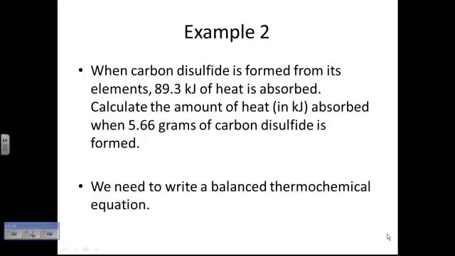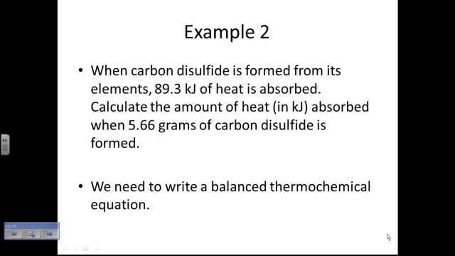Example 2. When carbon disulfide is formed from its elements, 89.3 kJ of heat is absorbed. Calculate the amount of heat in kJ absorbed when 5.66 grams of carbon disulfide is formed. Through the first read-through, I just need to pull out the recipe. I don't care about the numbers until I can get a balanced chemical equation.